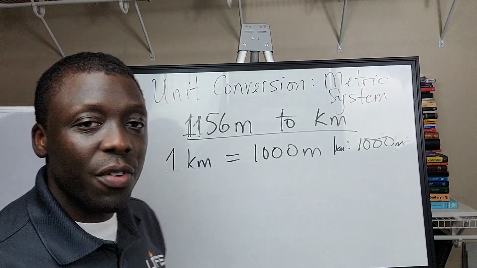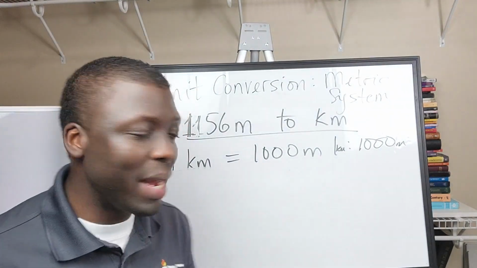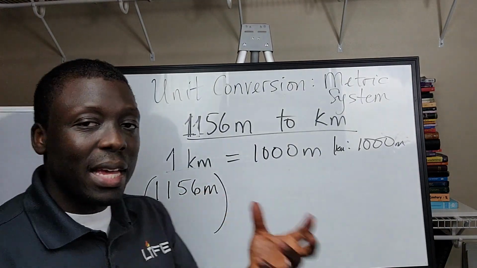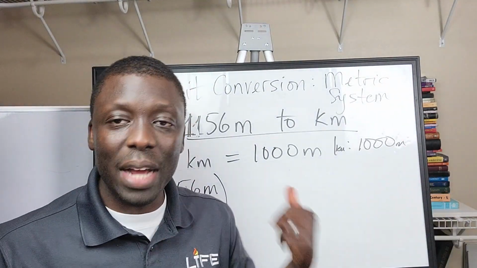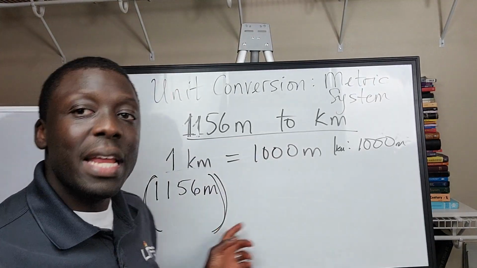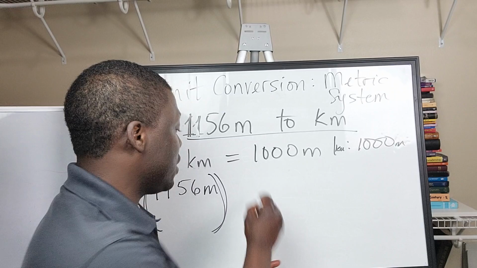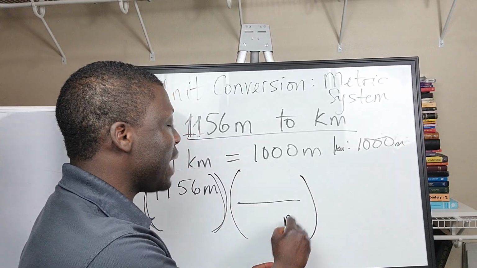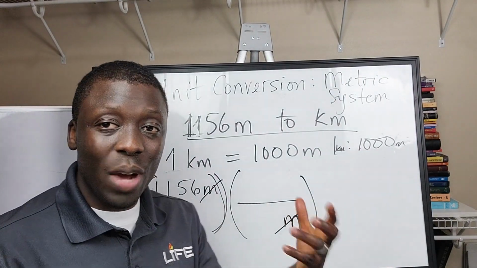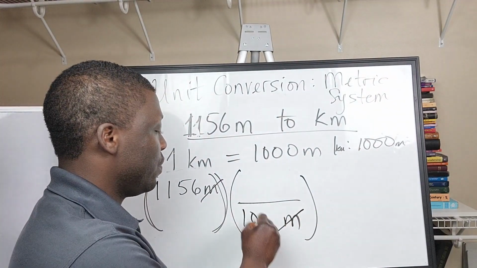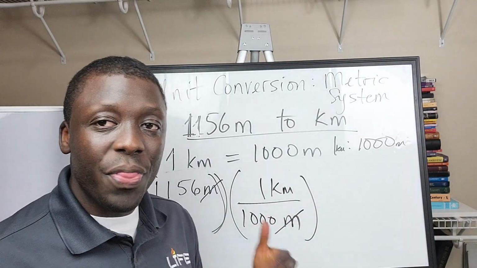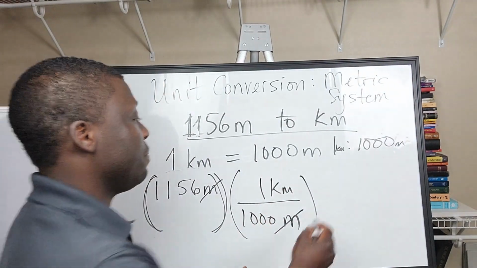The first step to converting that I'll recommend as a quick reminder is to write down the thing that they are asking you to convert out of. So it's 1156 meters. Notice that's the first thing I have here. Now the next set of parentheses will deal with getting rid of that meter, because I want to have kilometers. So it's 1 kilometer over 1,000 meters, right? That's what we have here.